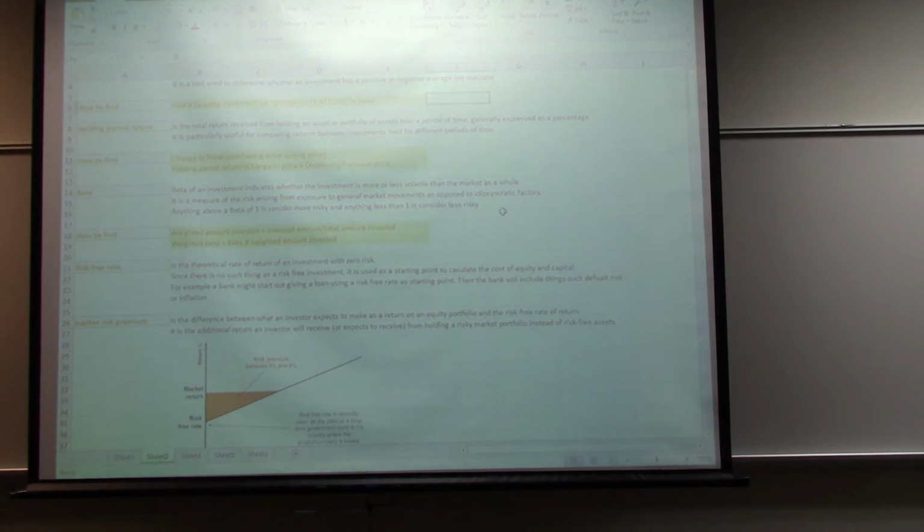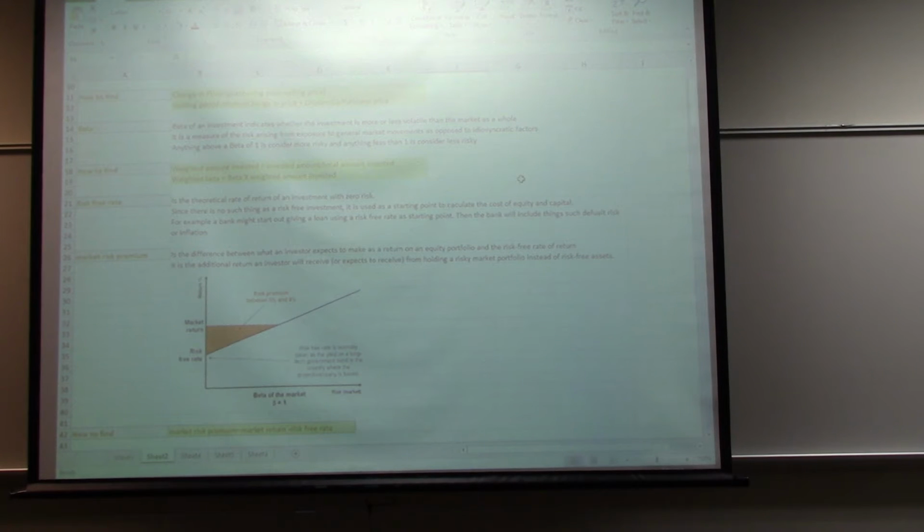Okay, and beta, I know we talked a little bit about beta last class. Beta of an investment indicates whether the investment is more or less volatile relative to the market as a whole. It is a measure of the risks arising from exposure to general market movements as opposed to idiosyncratic or very specific factors. Anything above a beta of 1 is considered more risky. Anything below 1 is considered less risky. To find that, you need to find your weighted amount invested, which is your invested amount divided by your total amount invested. And then your weighted beta is your beta times the weighted amount invested.